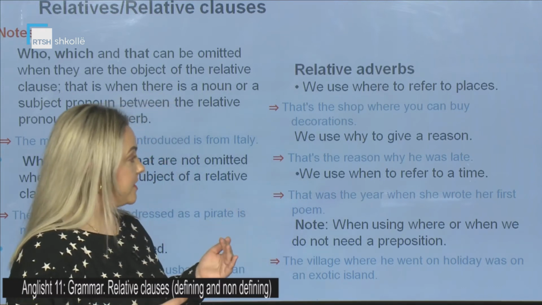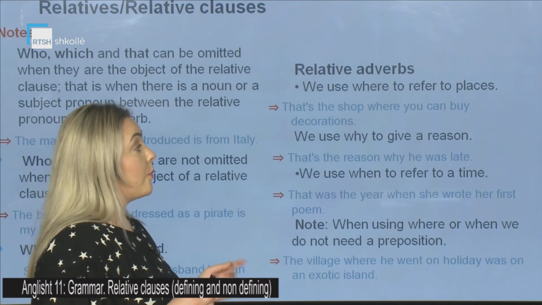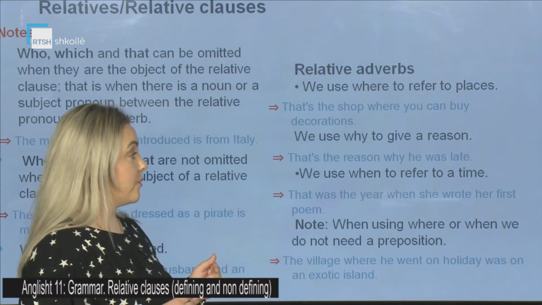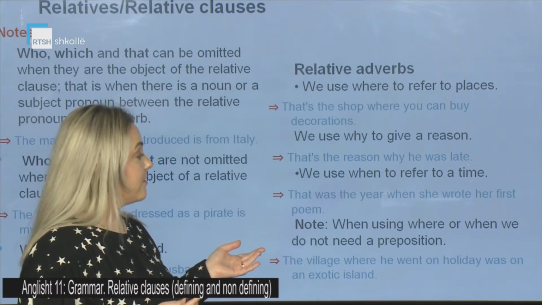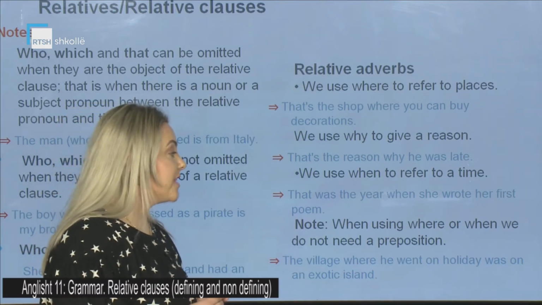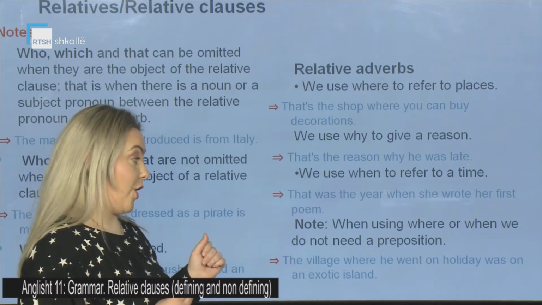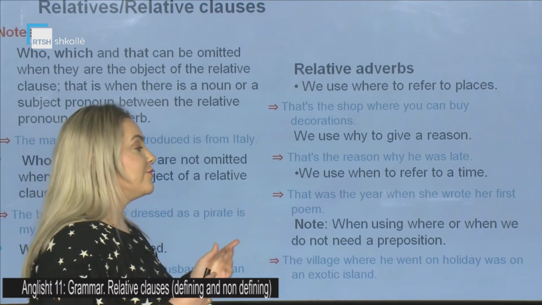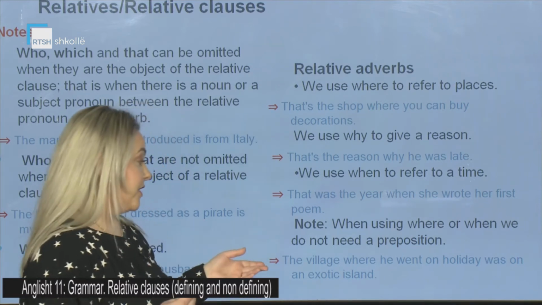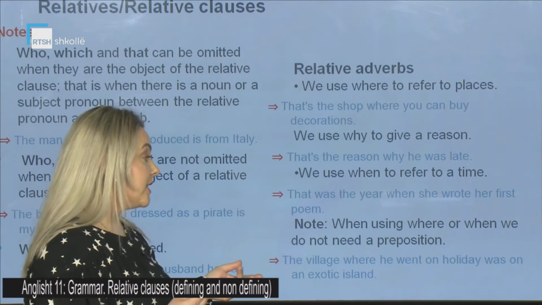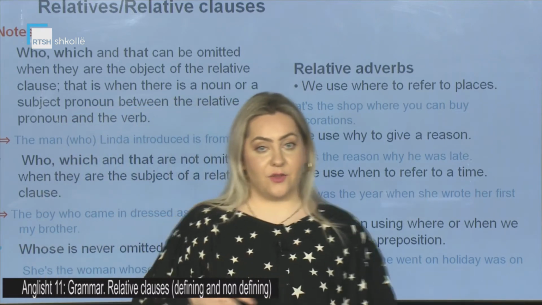Relative adverbs. We use where to refer to places. That's the shop where you can buy decorations. We use why to give a reason. That's the reason why he was late. We use when to refer to a time. That was the year when she wrote her first poem. Note, you should remember this: when using where or when, we do not need a preposition. The village where he went on holiday was on an exotic island. Let's continue.